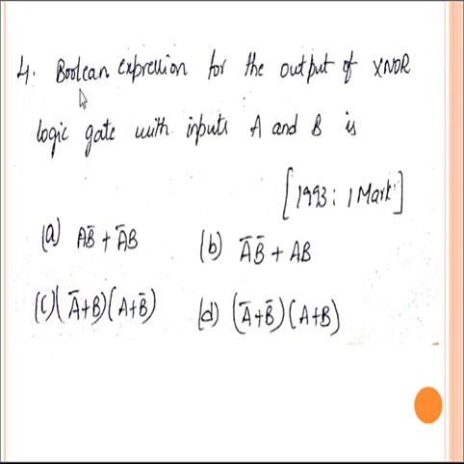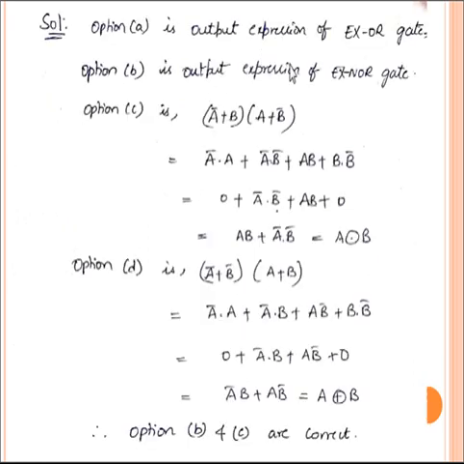The next bit is: the Boolean expression for the output of an XNOR logic gate with the inputs A and B is. For this kind of problem, multiple answers will be there. So we have to check option by option whether it is correct or not. Okay, so what is the first option? It is AB bar plus A bar B. So option A is the output expression of an XOR gate.